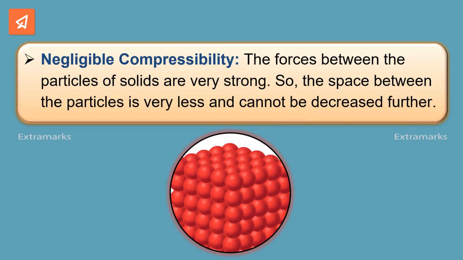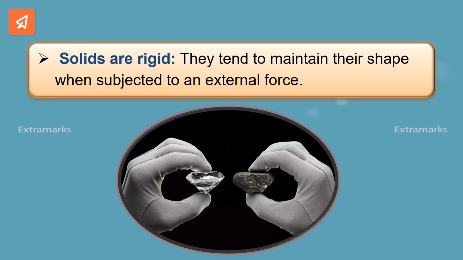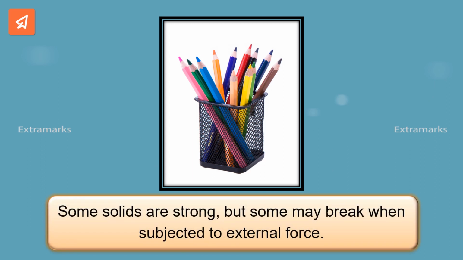The forces between the particles of solids are very strong, so the space between the particles is very less and cannot be decreased further. Thus, the solids have negligible compressibility. Moreover, solids tend to maintain their shape when subjected to an external force. Thus, they are rigid. However, some solids are strong, but some may break when subjected to external force. For example, a pencil is solid, but it can be broken into pieces when an external force is applied.